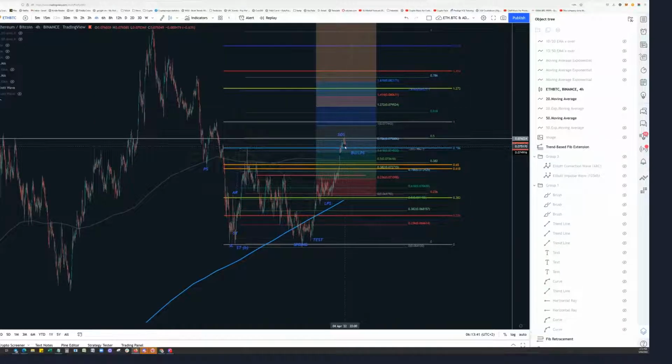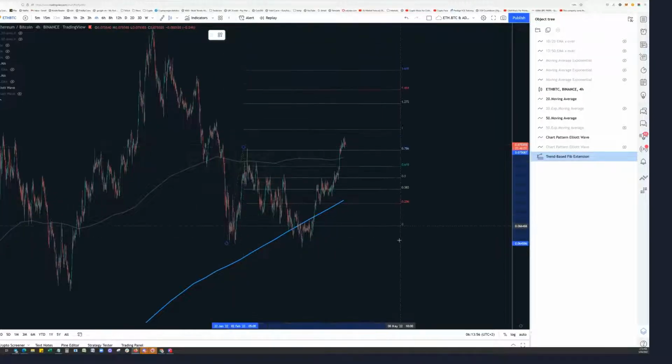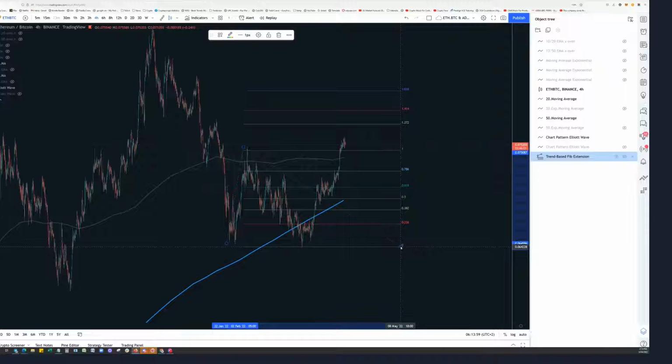Actually, let me try one thing in a sec. I'm going to just delete all this. Yeah, so I do see it going a bit higher to that level at least. So it's using the one as a support, and you saw that previous chart, so that's all good.